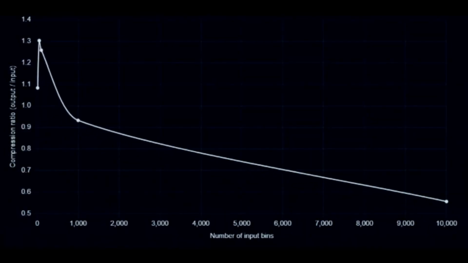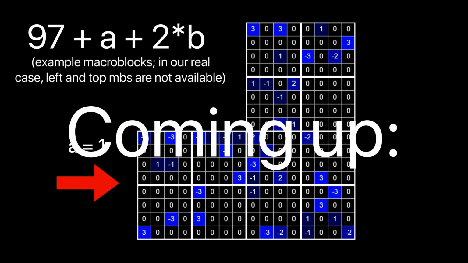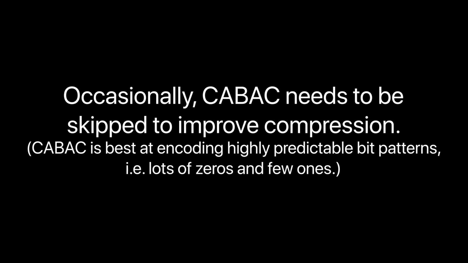It is important to know that CABAC doesn't initially save space. Early in the encoding, it may even require more bits. However, as CABAC encodes more bits and adapts its context models, the compression efficiency improves significantly. As you will later see, our context comes from many different sources in order to increase efficiency. Occasionally, CABAC needs to be skipped to improve compression. In this case, the bits will be outputted with a special method.